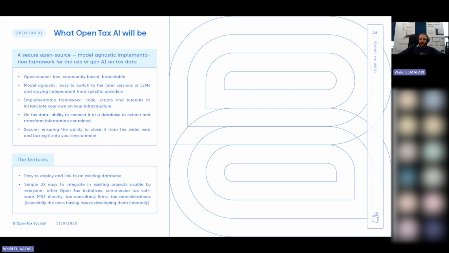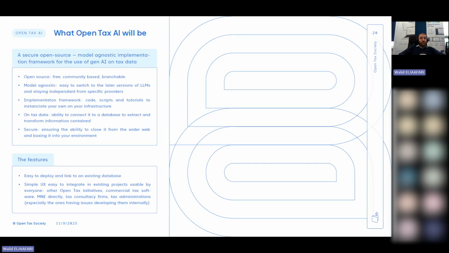Just to re-explain what we want to do, you have seen that the 4 other Open Tax initiatives are basically complex databases from which you can extract information. Well, the first thing that we want to do is to connect some kind of chatbot or generative AI solution to these databases to make them easier to use by all of the tax community. So that's the first point. And that's why we're going to develop this Open Tax AI for everyone.